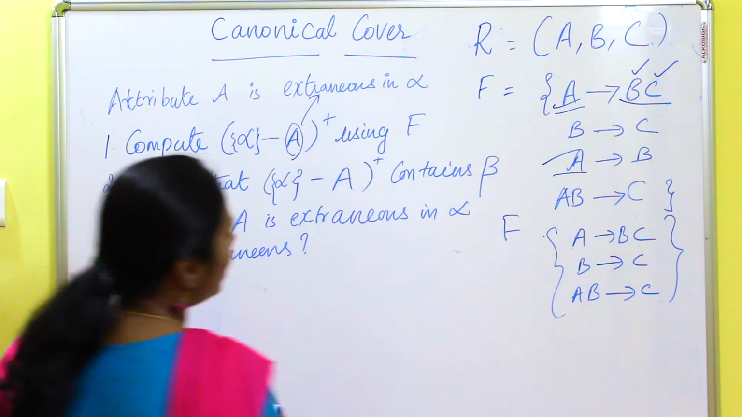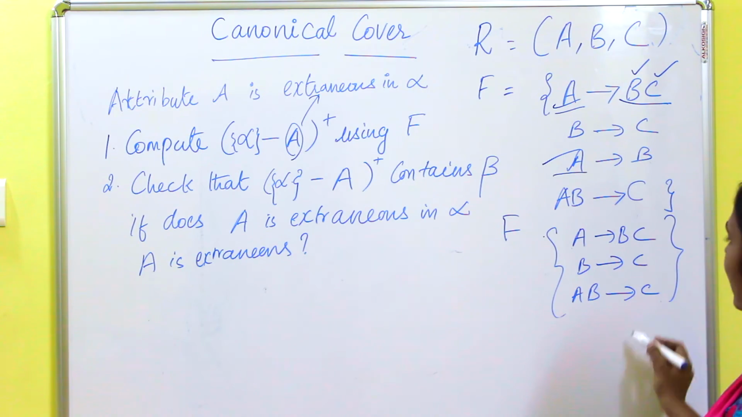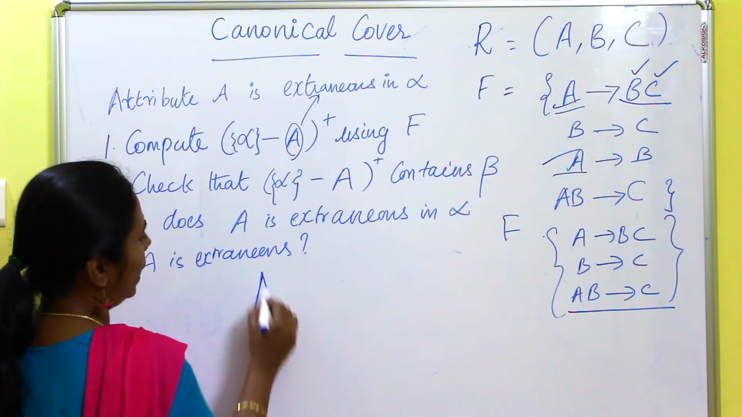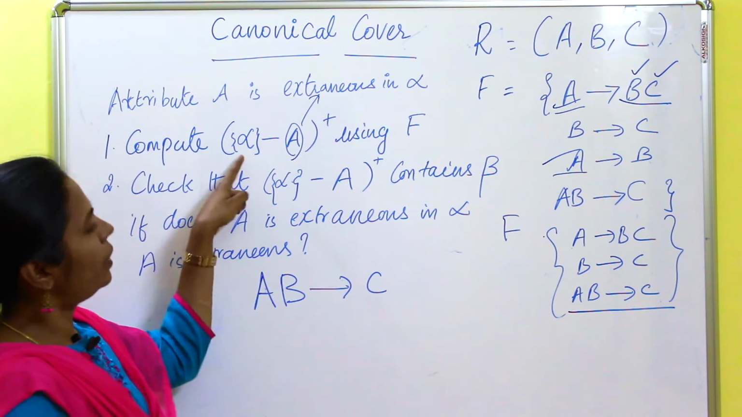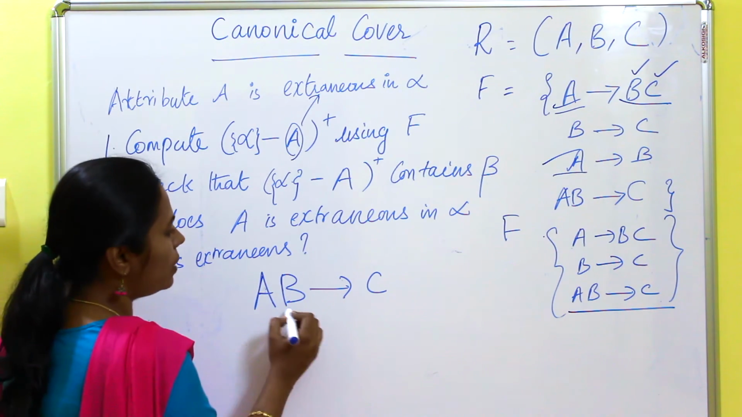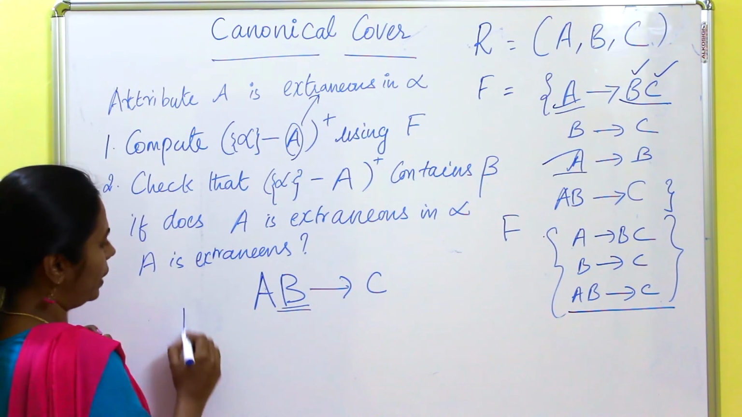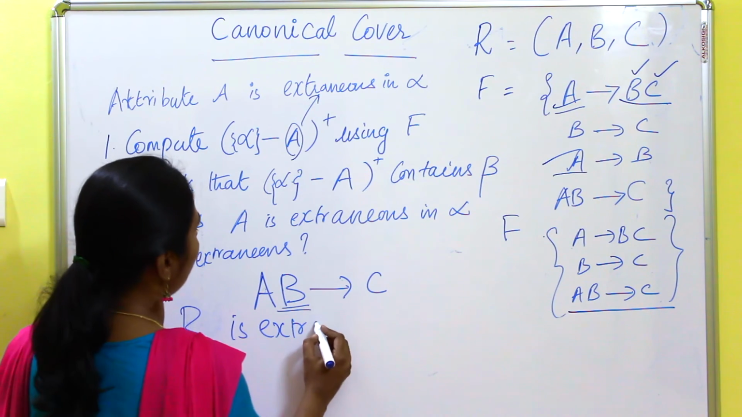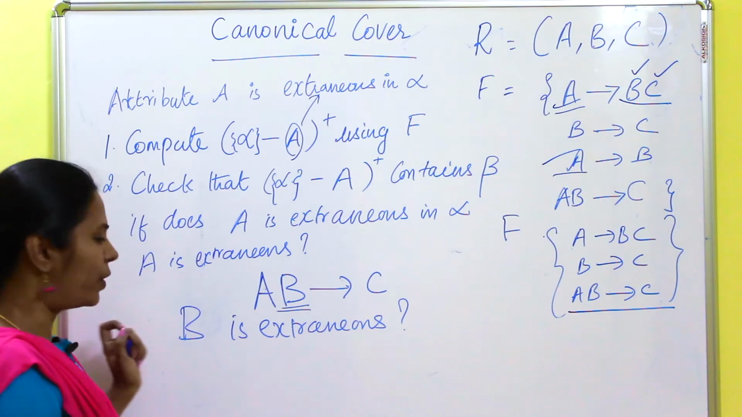We will go on with the example. You can see which dependency has an extraneous variable on the alpha side. This is the equation AB tends to C. We will take this. According to our first rule, alpha minus A, what is extraneous here? I am going to take B as extraneous here, and calculate whether B is extraneous or not.